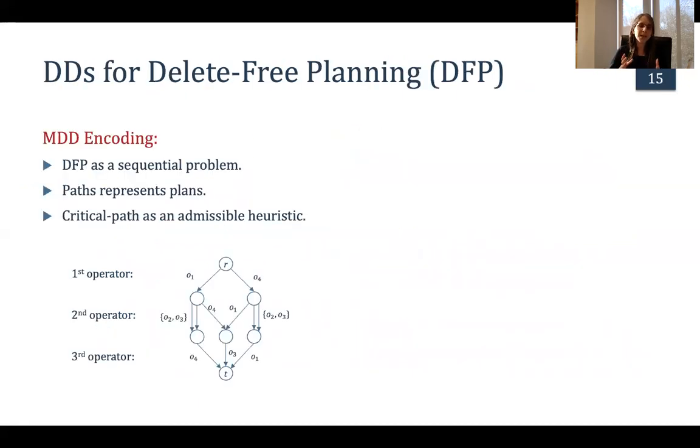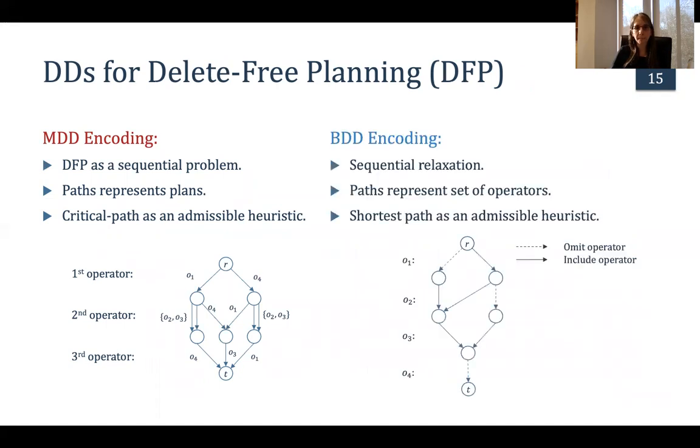So for the first heuristic, we wanted to represent the sequential aspect of the problem. In our decision diagram, the paths represent the possible plans, and we develop a novel critical path heuristic over the decision diagram to compute the admissible heuristic. In contrast, we also have a BDD encoding, where we relax the sequential aspect of the problem, so we only focus on the set of operators. In each layer, we decide whether or not we choose an operator, and the shortest path will give us an admissible heuristic.